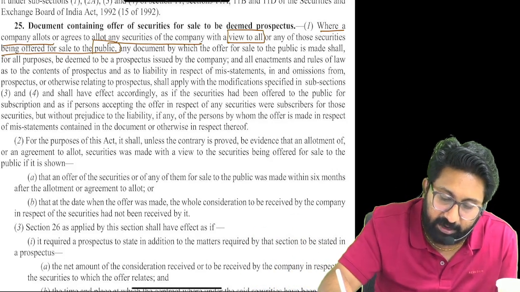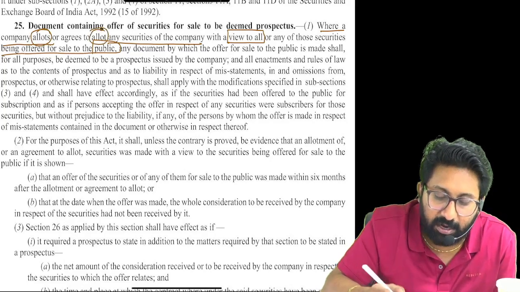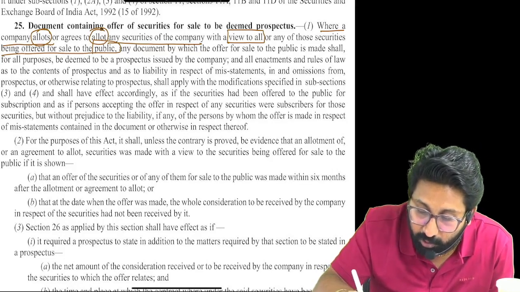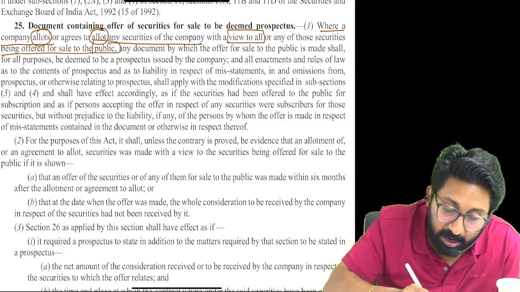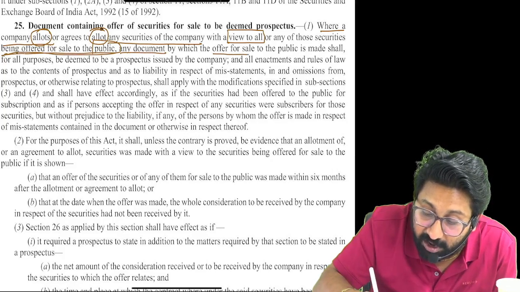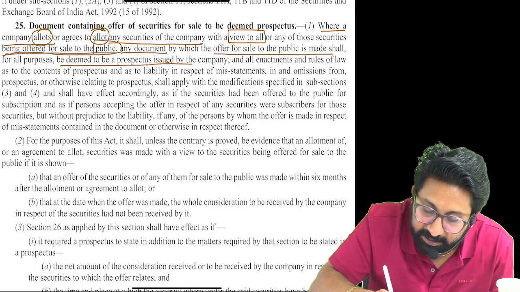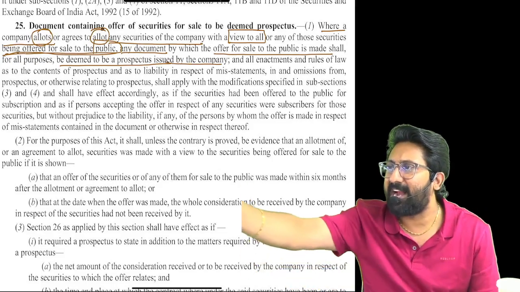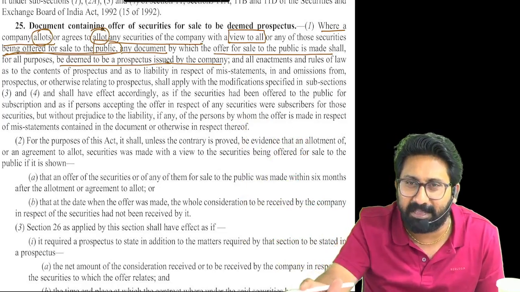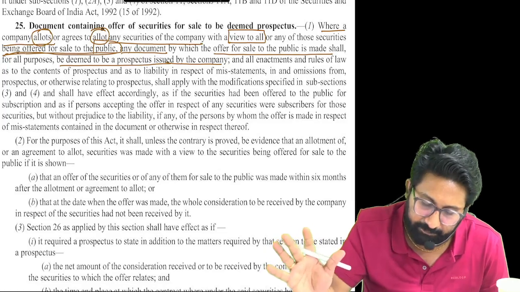So therefore, read again. Where a company allots or agrees to allot any securities of the company with a view to all or any of those securities being offered for sale to the public, any document by which the offer for sale to the public is made shall be deemed a prospectus issued by the company. Everything else is the same. All enactments and liabilities applicable to the normal prospectus will also apply to the offer for sale given by the company. Up to here, everyone understood the concept clearly.